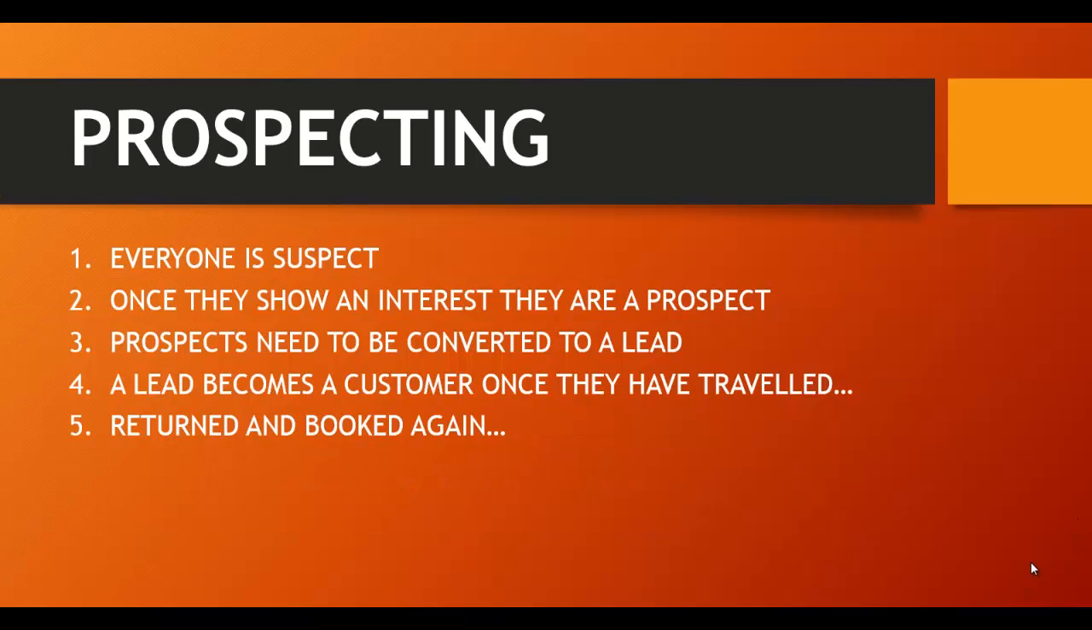There are four key elements to prospecting, and they are suspect, prospect, lead, and customer. And as you can see on this slide, point number one, everybody is a suspect. That's everybody you know, everybody you meet, they're all suspects at that point in time. Point number two, once they show an interest in what you're talking about and what you're promoting, then they become a prospect.